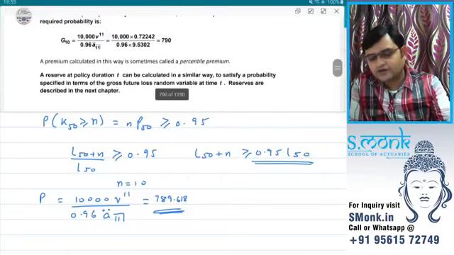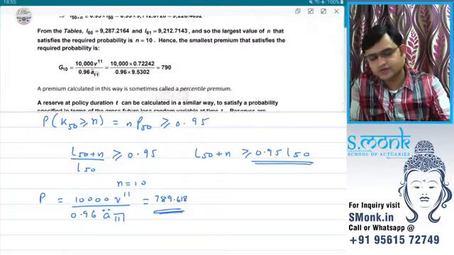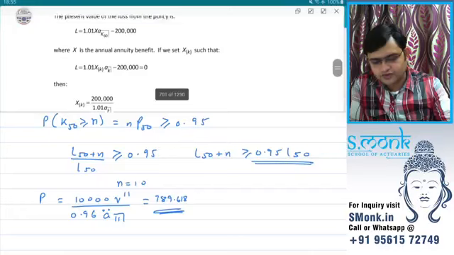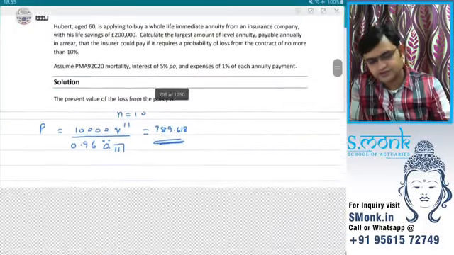They have written G for premium, I write P. So whenever you see G, they are talking about premium. Let's see this question. This is page number 13 question.